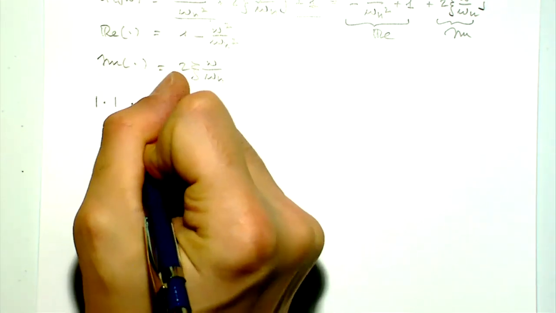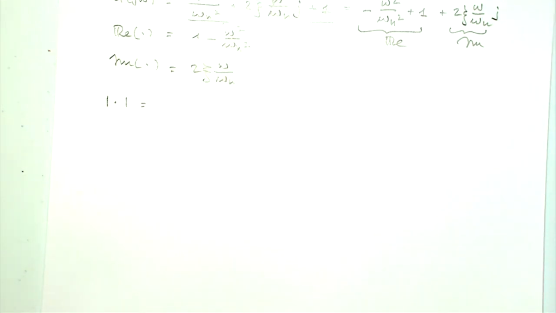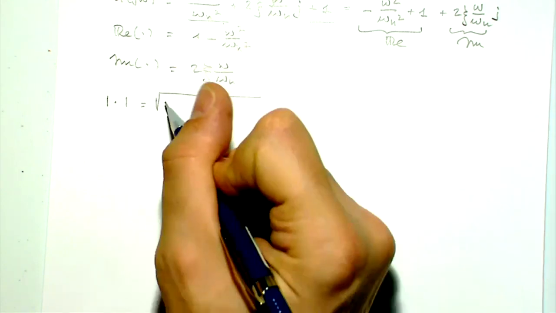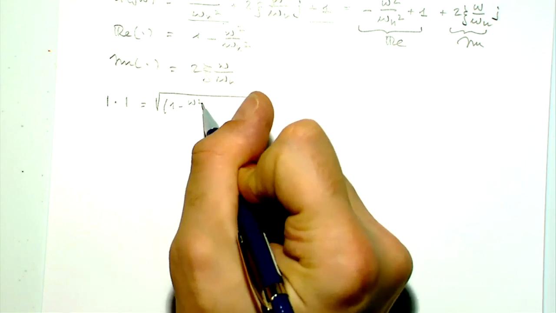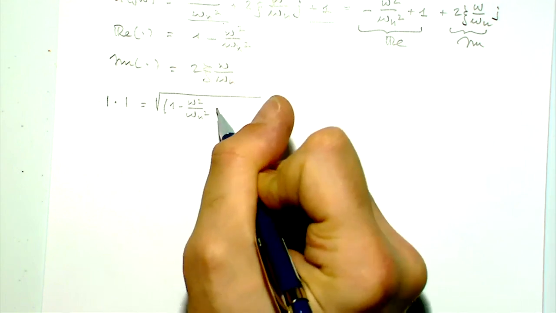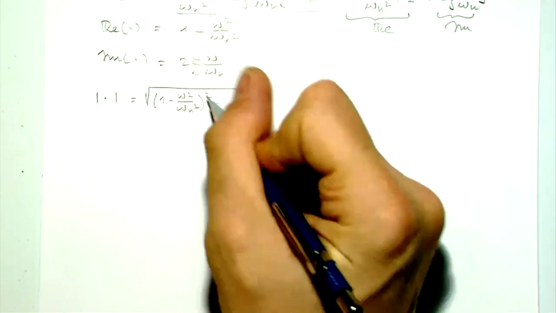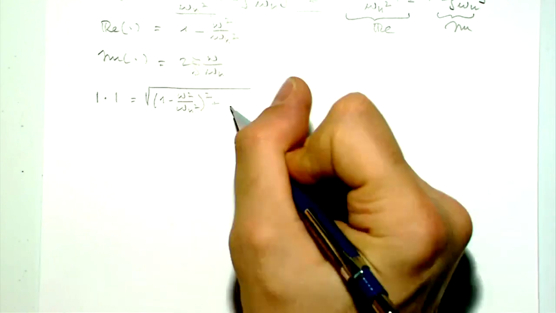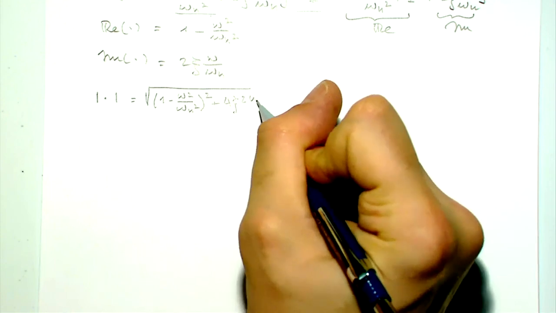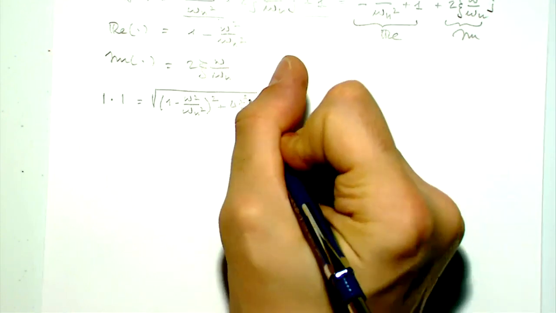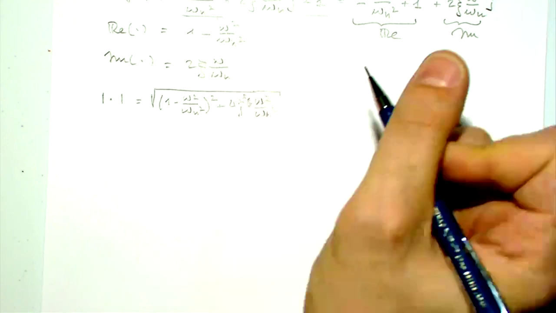The magnitude of this term is the root of the sum of the squares. So it's the root of the sum of the squares of the real and imaginary parts. So it's 1 minus omega square over omega n square, plus the imaginary part, which is this square, which is 4 zeta square omega square over omega n square. Let me put this 2 upright and close this appropriately.